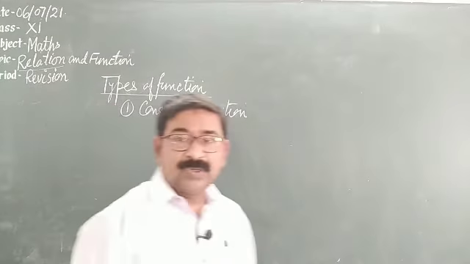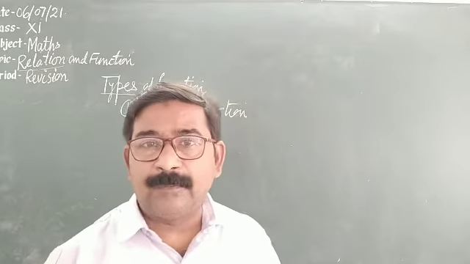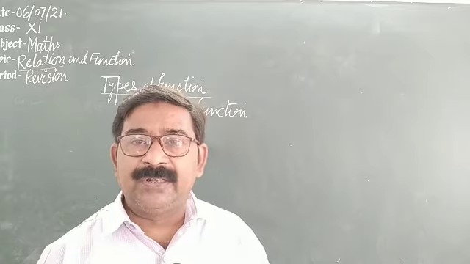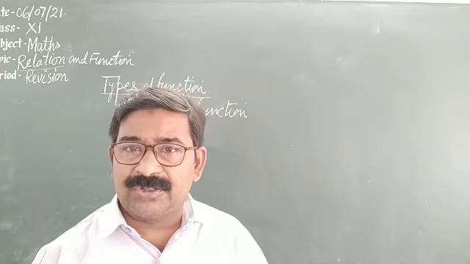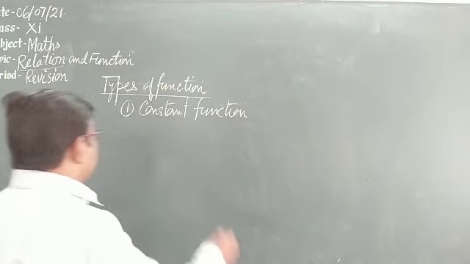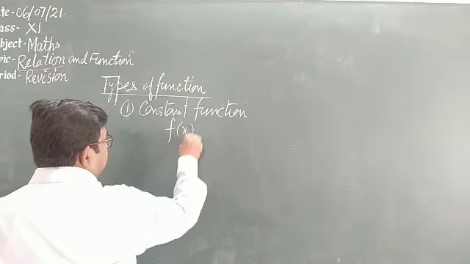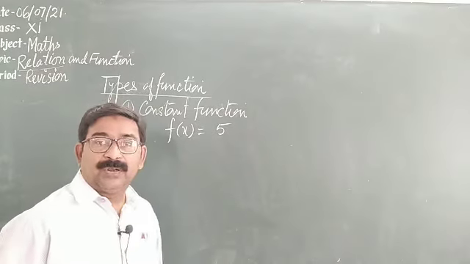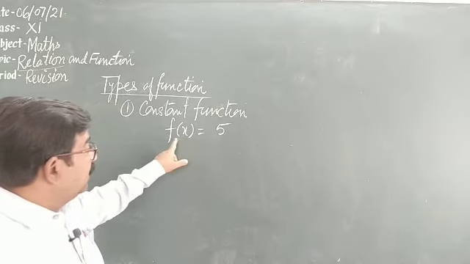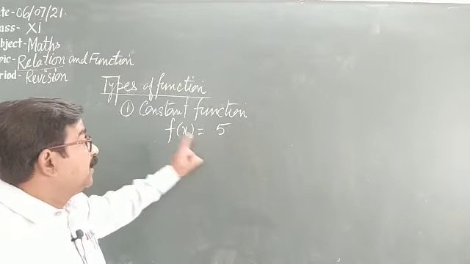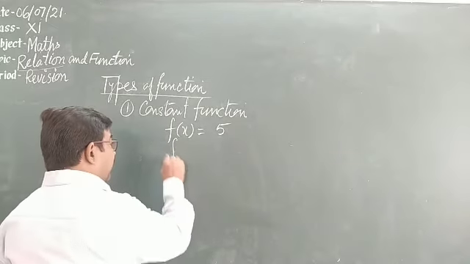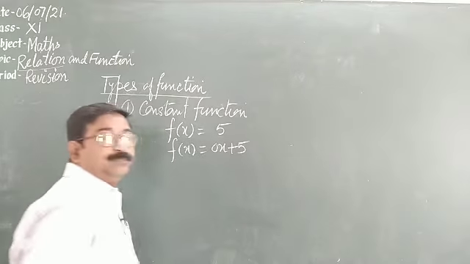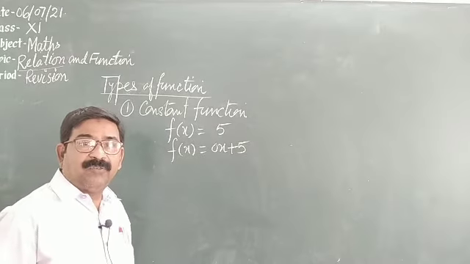Constant function. What is a constant function? A function in which a variable is not given, only a constant number is given. Like we can define this function as f(x) = 5. This is a constant number. There is no variable. Since we have f(x), the variable must be x, but here x is not there. Or we can write f(x) = 0x + 5.